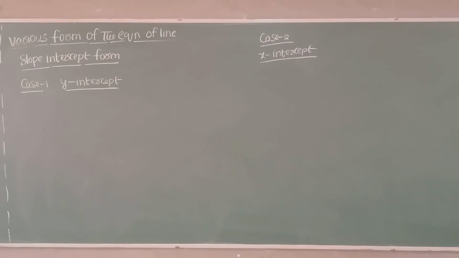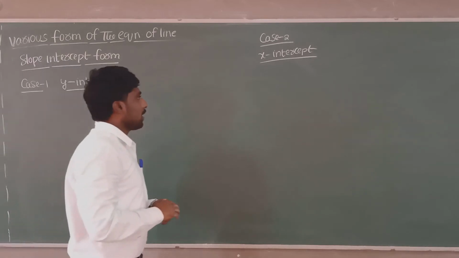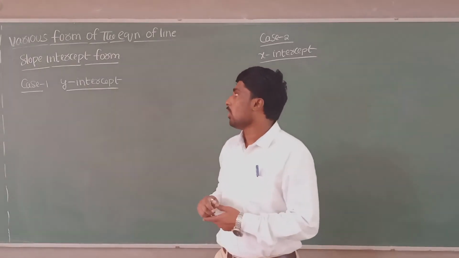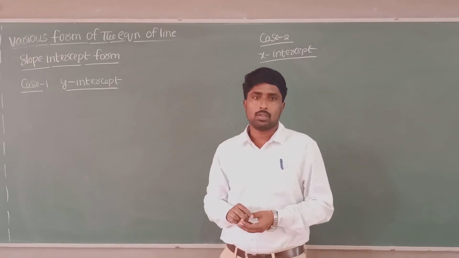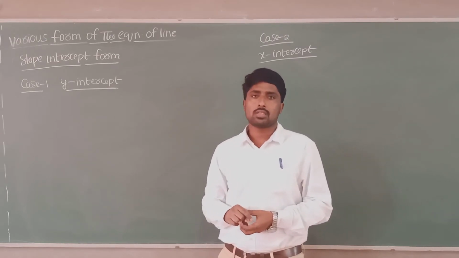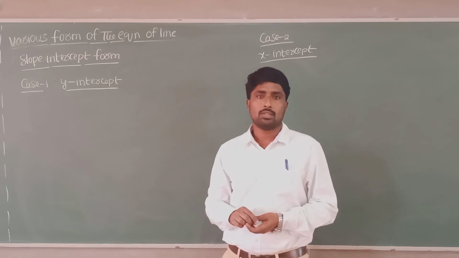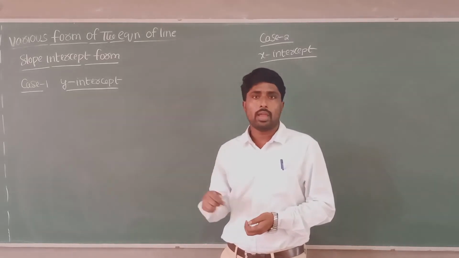Next guys, slope intercept form of a straight line. Okay, in this slope intercept form, we have two cases: y intercept and x intercept. So what is meant by y intercept and what is meant by x intercept? Here I will show you in a diagrammatic way.